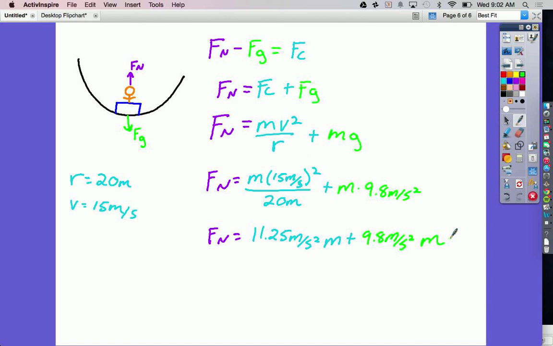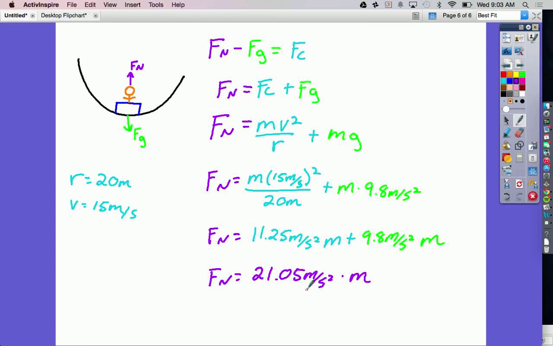So we have two like terms. We have a mass here, we have a mass here. We can add these two together. And what I get is that the normal force feels like it's 21.05 meters per second squared times the mass. So this is what it feels like the acceleration due to gravity is at the bottom of this hill. Now we just need to find that as a multiple of 9.8.